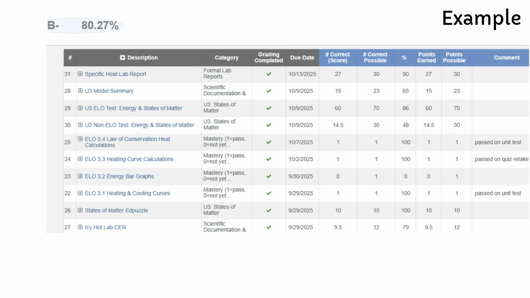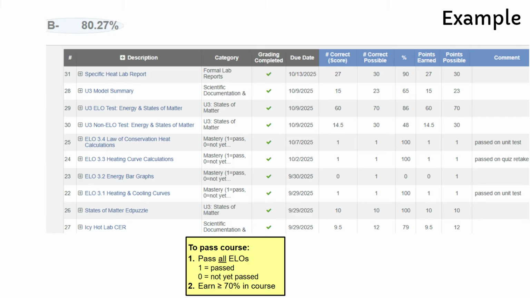Let's take a look at an example grade. This may or may not reflect where you are right now in the term, but it does have grades on there that you will see at some point or another, and I like how it represents different categories. So upon first glance, a student looks like they have an 80% or a B-, but let's break it down. Remember, you need to pass all the ELOs. A 1 in the mastery category indicates that you are passing, a 0 indicates that you are not yet passing, and you must earn at least a 70% overall in the course.